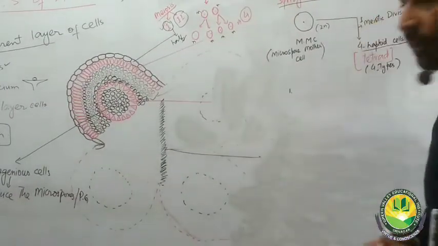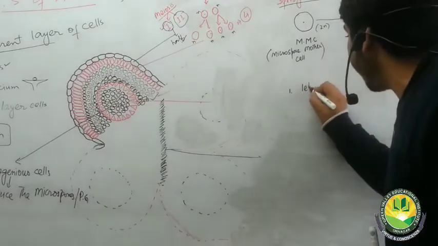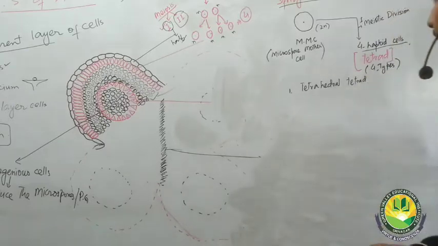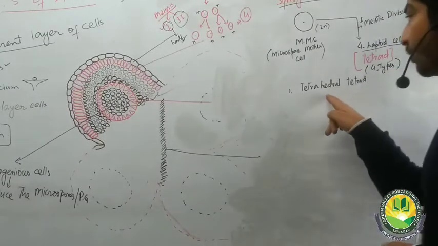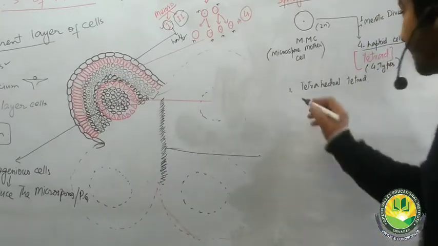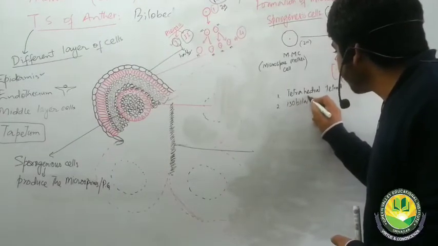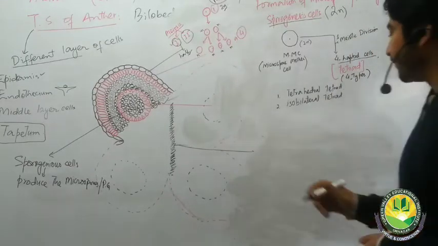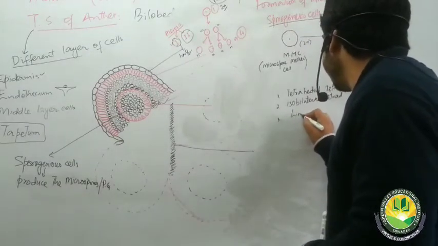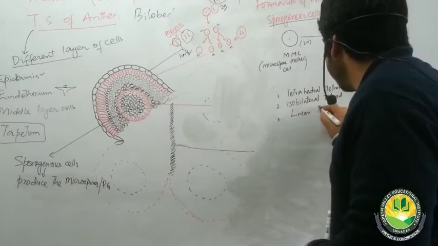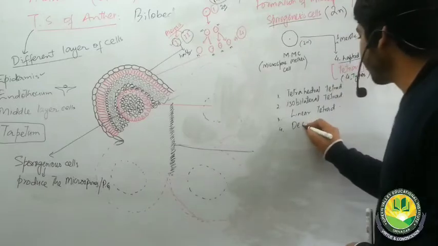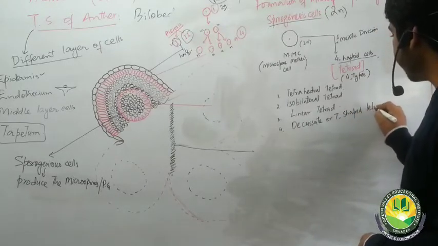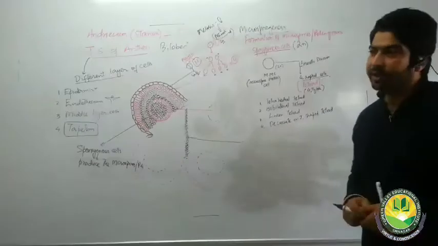We have four combinations of this tetrad. One is called the tetrahedral tetrad. Tetrad means four cells, a combination of four cells. The first combination is tetrahedral tetrad. Second is isobilateral tetrad. Third one is called the linear tetrad. And the fourth one is decussate or T-shaped tetrad. So these are the four combinations of the tetrad.